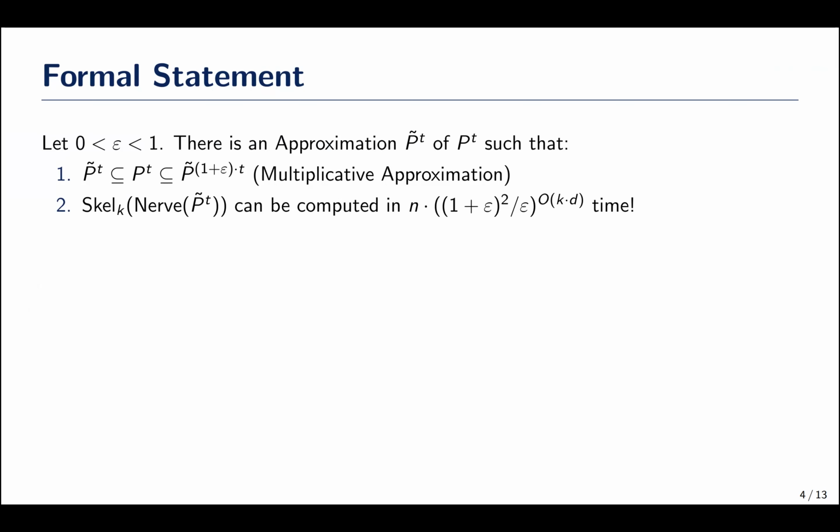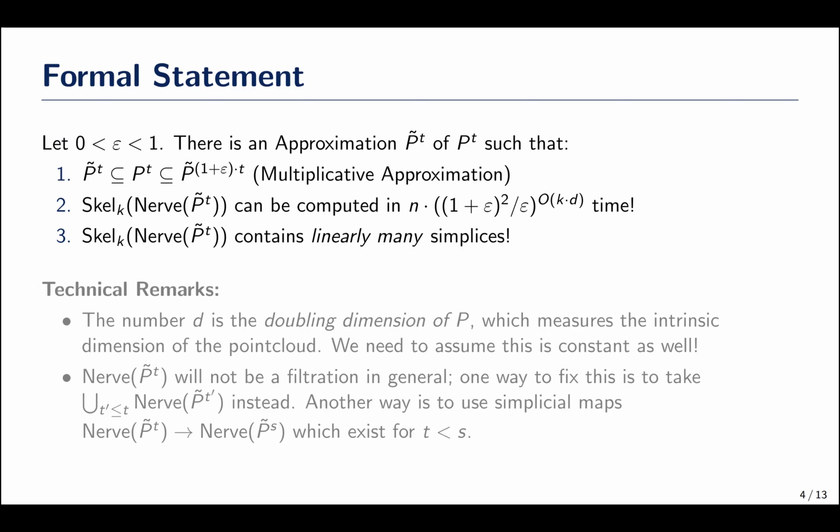Secondly, the k-skeleton of the nerve of P tilde_t can be computed in n times some constant time. The constant is looking quite large, but in theory, this is still linear time. So it's a very big improvement to n^k for general k. And also, this follows from the second point, the skeleton only contains linearly many simplices. So we have a linear-sized approximation of an otherwise very large complex. There are a few technical remarks about the constant and the filtration, and you can pause the video for a second if you want to take a look.